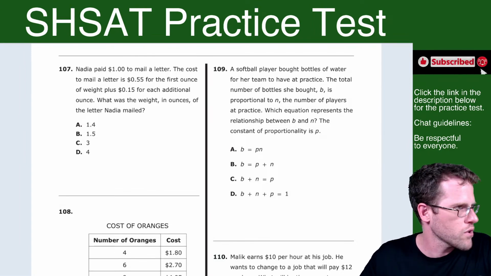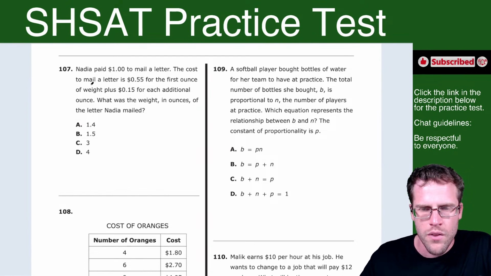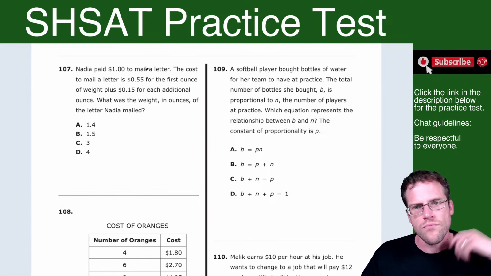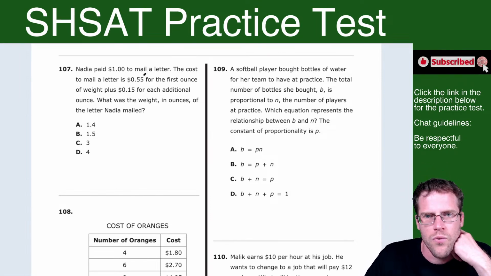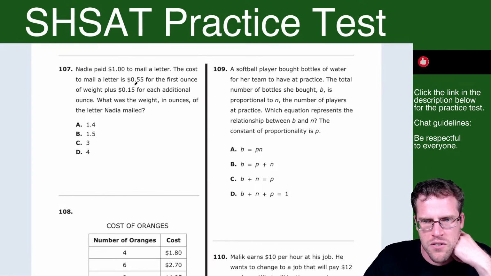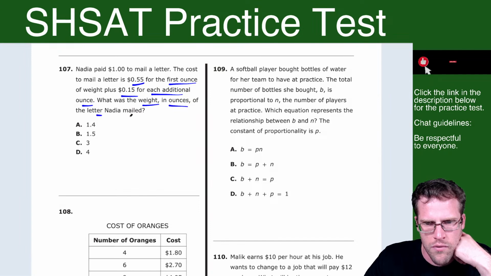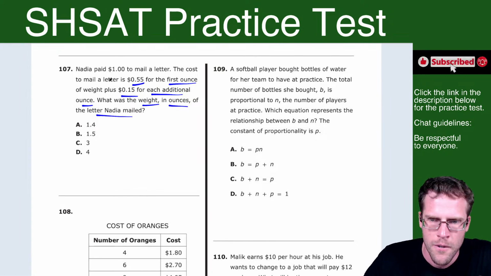So question 107. Nadia paid $1 to mail a letter. The cost to mail a letter is 55 cents for the first ounce of weight plus 15 cents for each additional ounce. What is the weight in ounces of the letter that Nadia mailed?